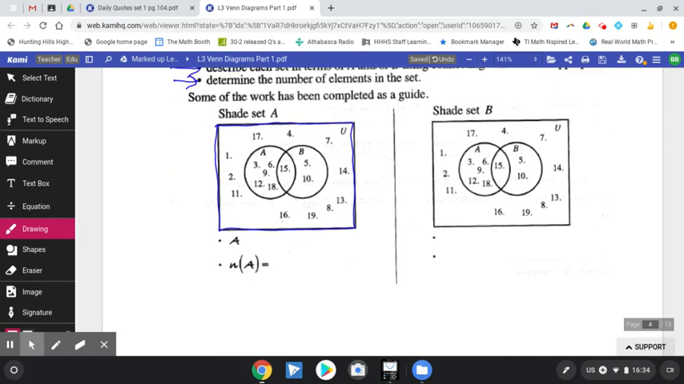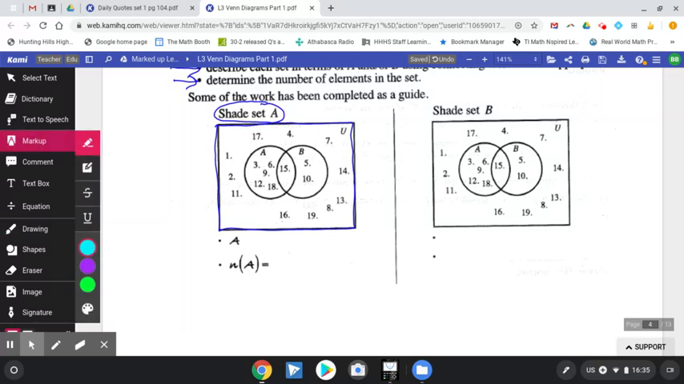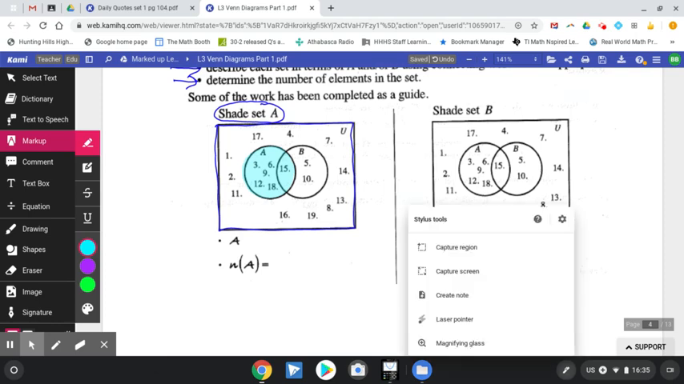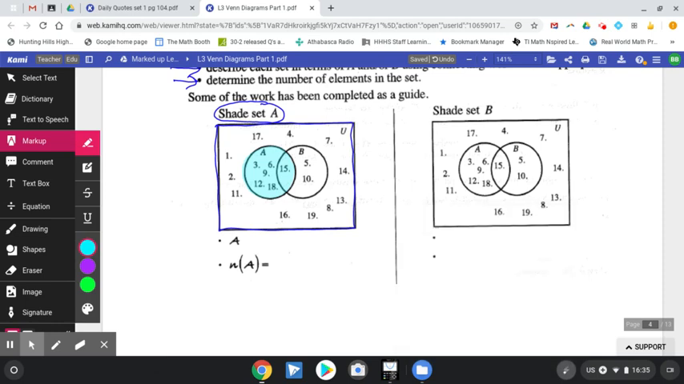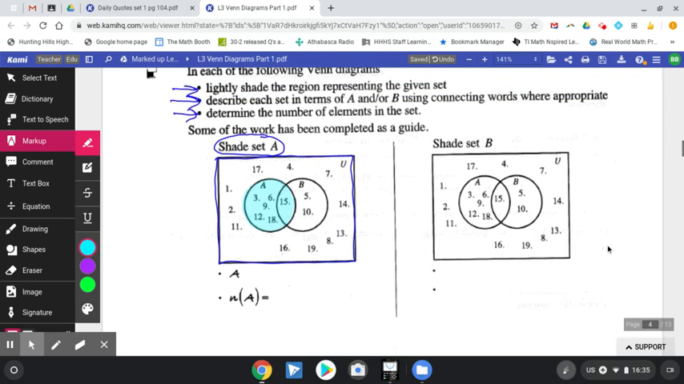All right, so this first one, we're going to shade set A. So choose what you'll use. We're only doing one set, so you only need one kind of shading here. Set A is everything inside of this circle. So there's my shading for set A. And you'll see down below, they've already done the other two for us. This is describing the shaded area using proper notation.